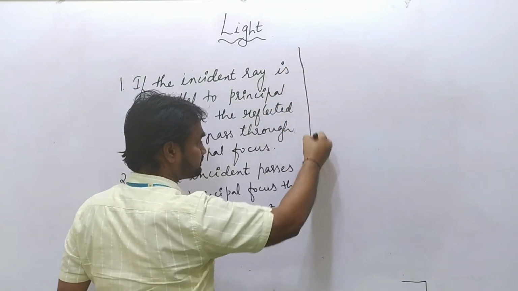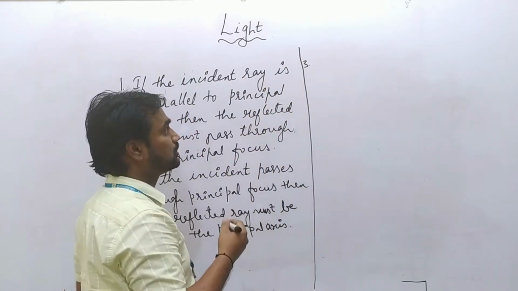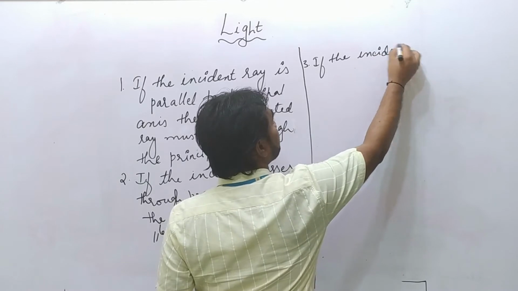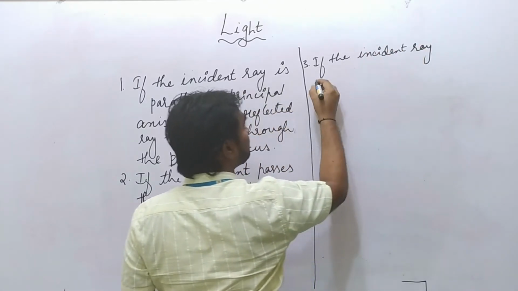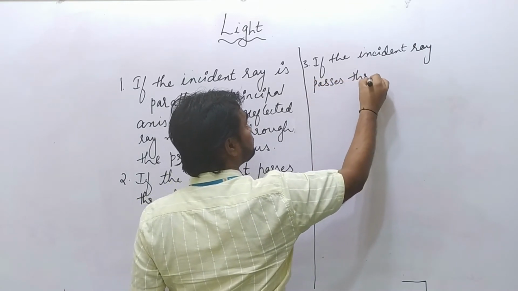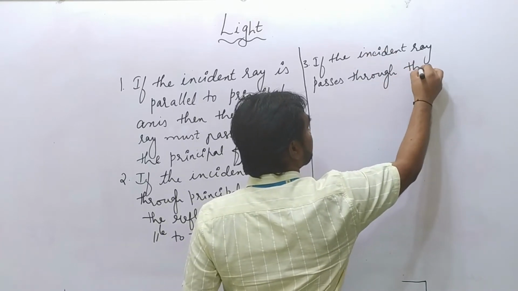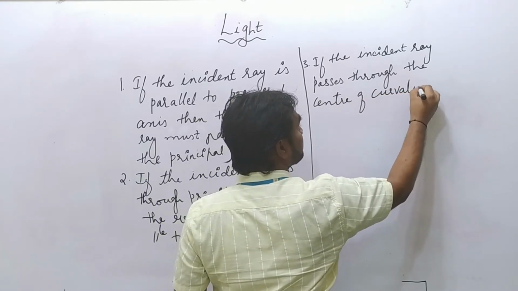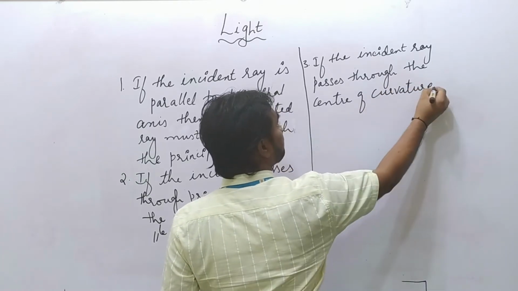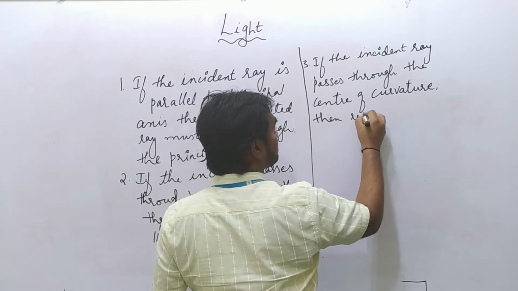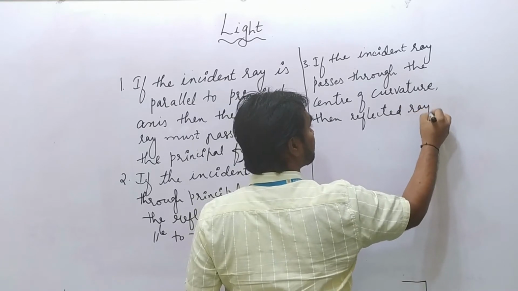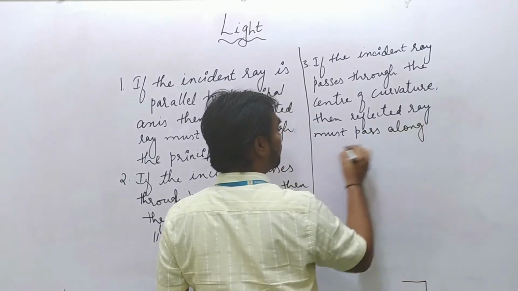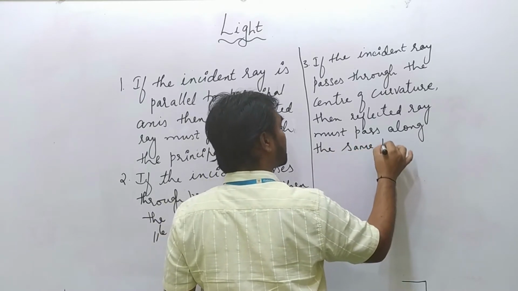The third rule that we have seen is: if the incident ray passes through the center of curvature, that is C, then the reflected ray must pass along the same path.